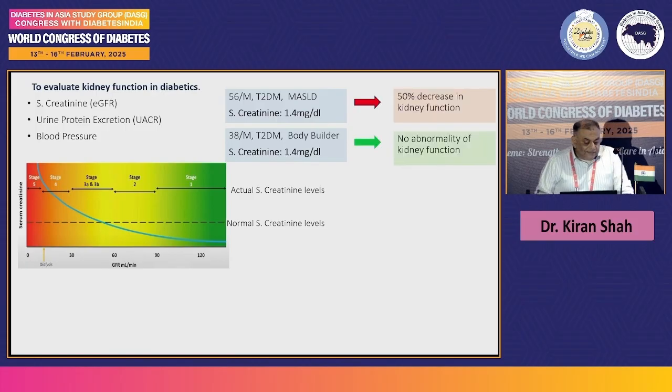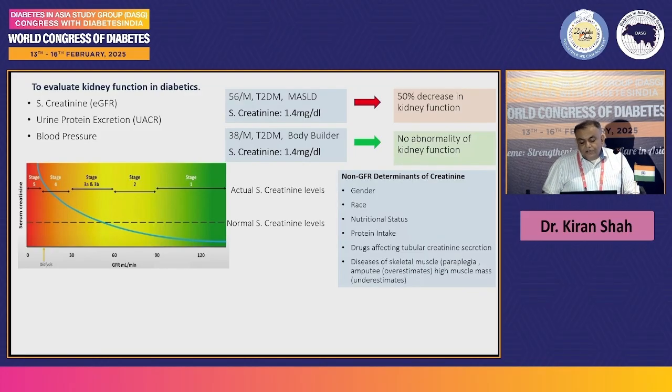In the first case, you will see there is a 50% decrease in the kidney function. And in the second case, there is no abnormality of the kidney function. So these are the non-GFR determinants of creatinine, that is gender, race, nutritional status, protein intake, drugs which are affecting the tubular creatinine secretion. But the most important one is the diseases of the skeletal muscle.